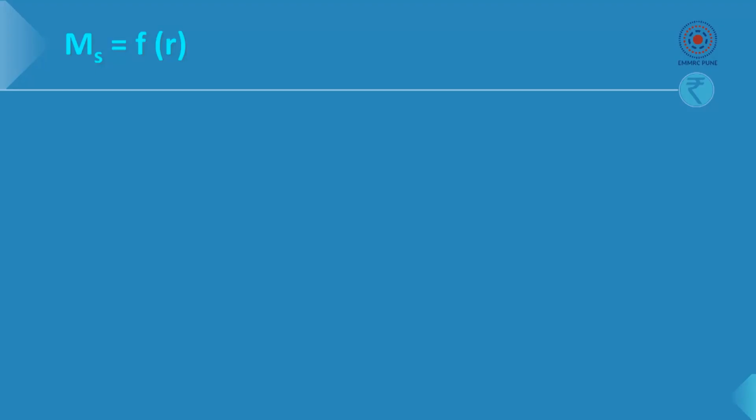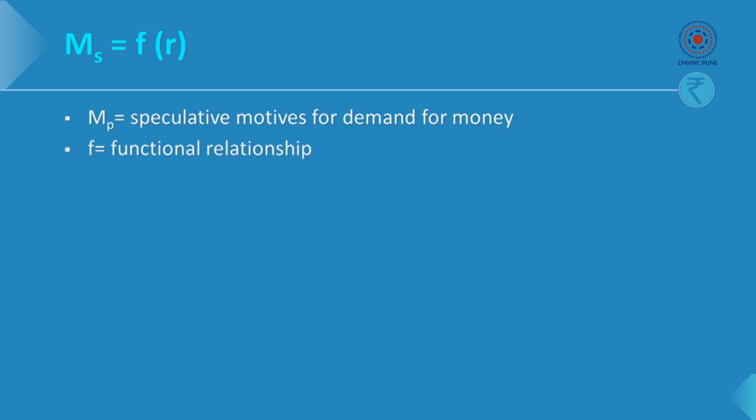The equation for speculative demand for money is MS is a function of r, where MS is the speculative motive for demand for money, f is a functional relationship and r is the rate of interest.